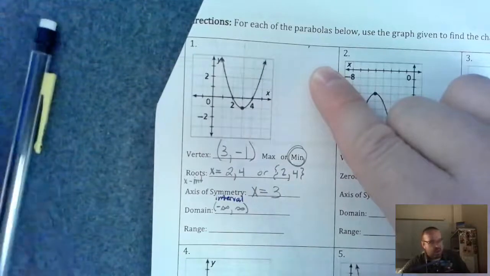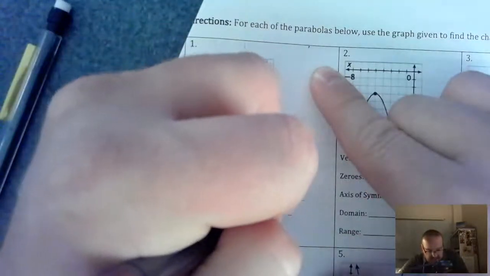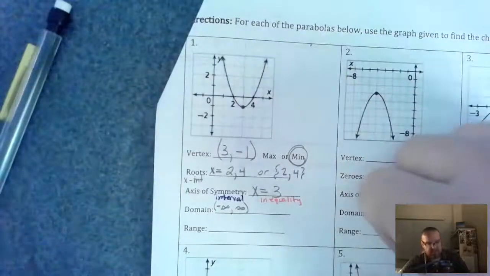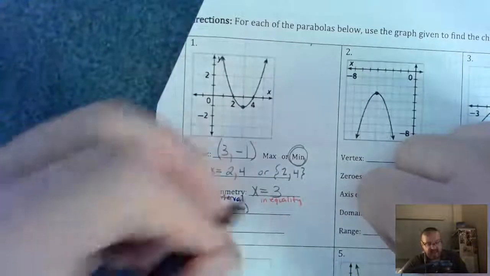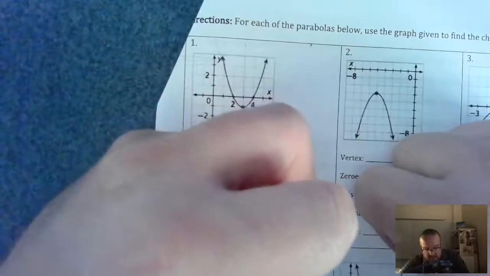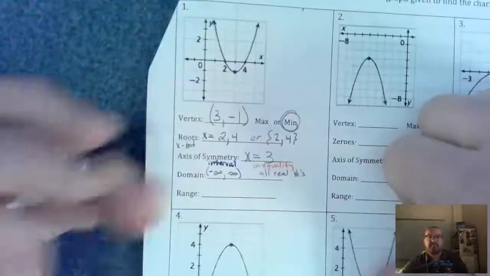Or we could express it in inequality form, which is something that we've gone back and forth with. And if that happens, it's just the phrase all real numbers. Okay, all real numbers.